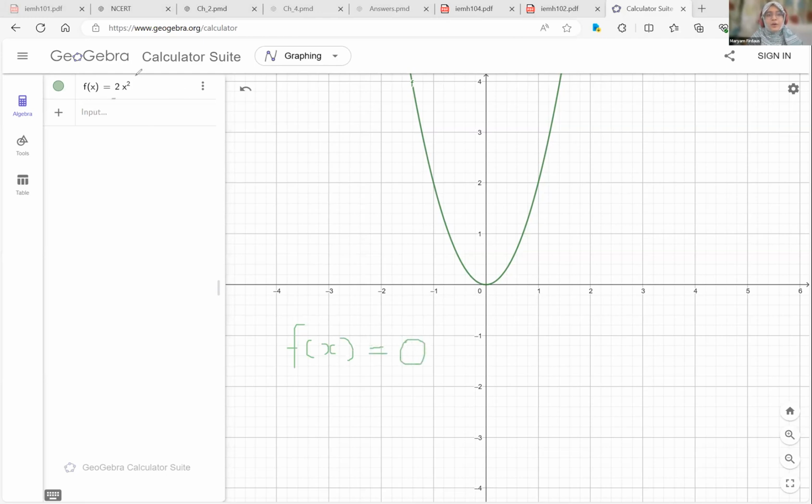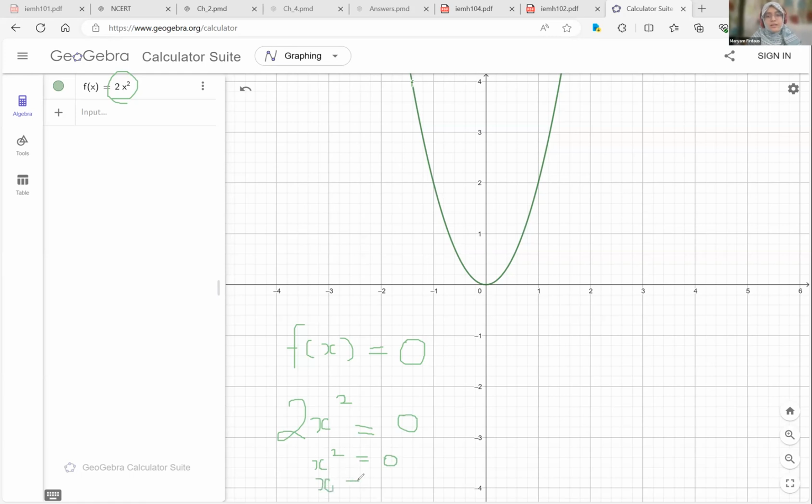What is your f of x according to this equation? 2x square. So your 2x square is 0. That means your x square is 0 divided by 2, which is again 0. That means if x square is 0, then what is x?